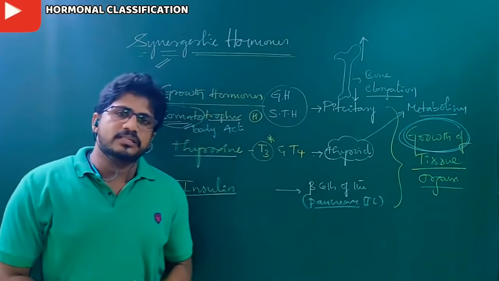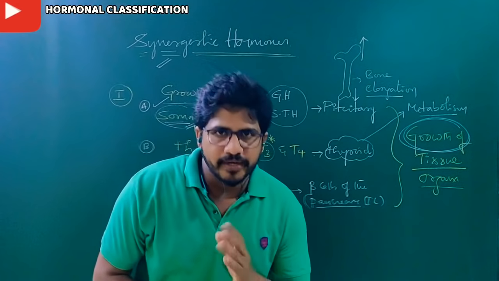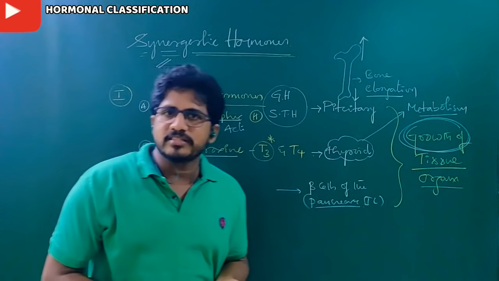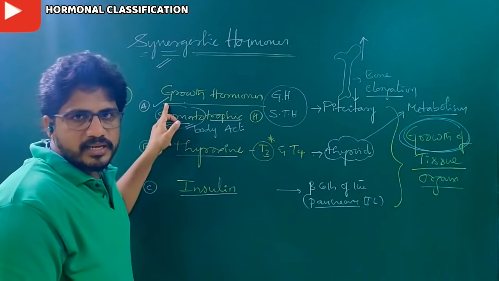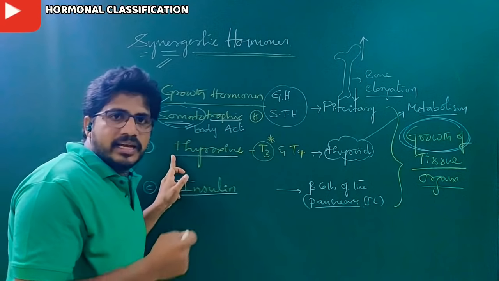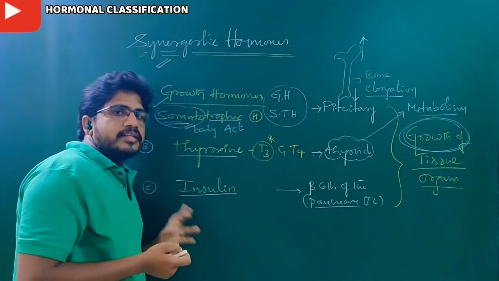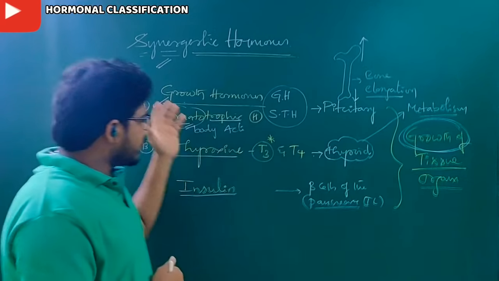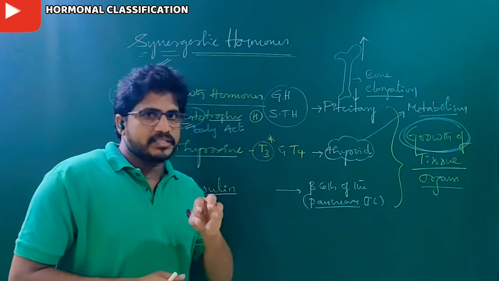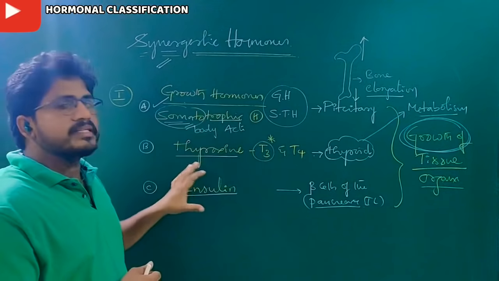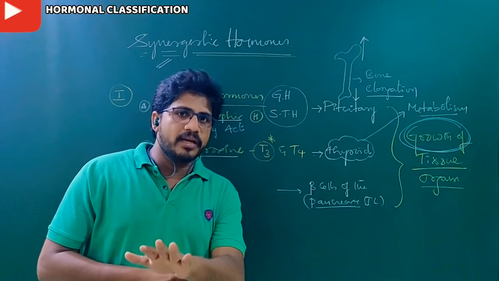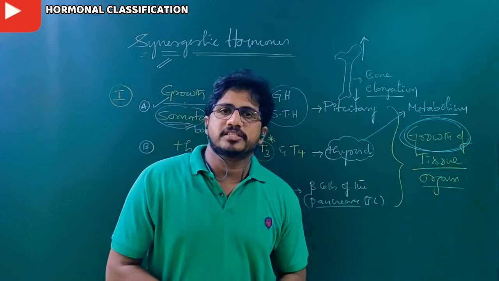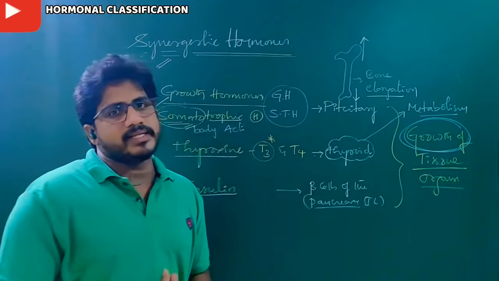What is the property of synergistic hormones? Hormones may be different in their nature. They are not all made up of proteins. See here, growth hormone is a peptide hormone, thyroxine is an amino acid derivative, insulin is a protein hormone. All these three are not compositionally the same. Their solubility is not even the same, but in this criterion all three are placed under the same umbrella because they are meant for one function. That's why they are called synergistic. This is one example of synergistic.